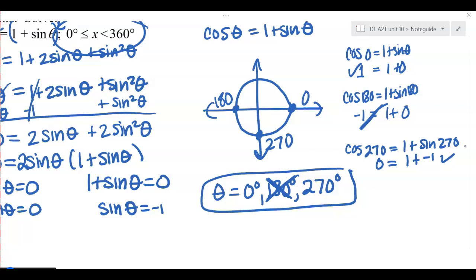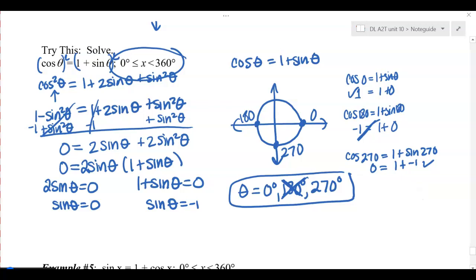So again, why did I check this one and not other ones? I only check when I'm dealing with something that could have been extraneous. And when I square both sides, I could have taken something that was negative on the right side and positive on the left side, and they'll look equal when they're squared when they weren't actually equal to begin with. So squaring both sides here was my key to check.